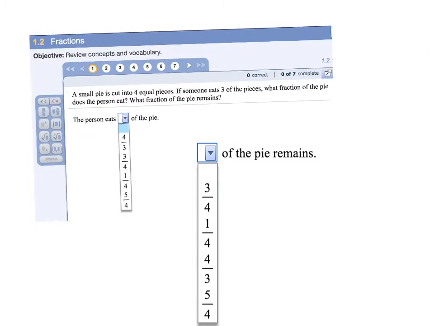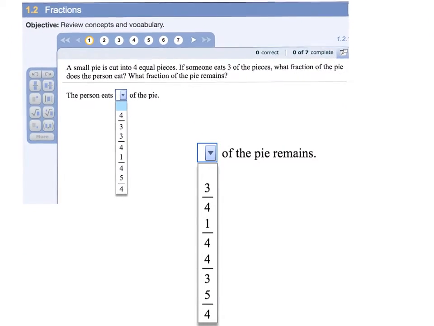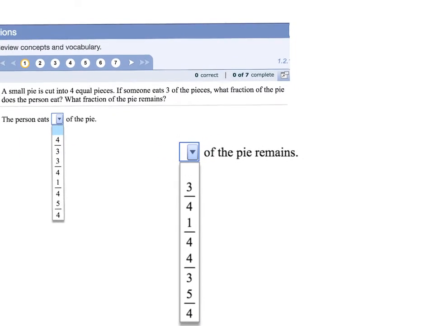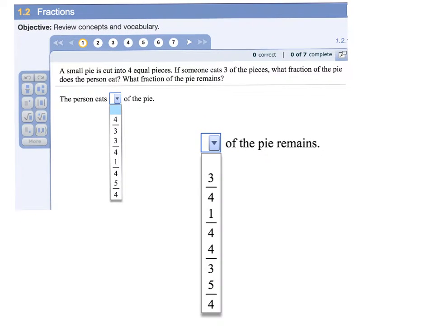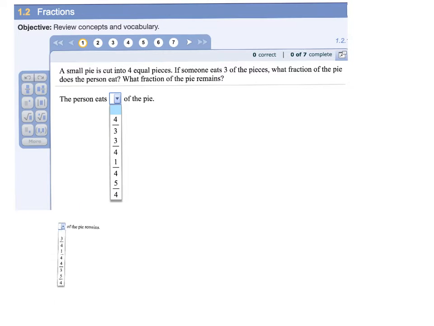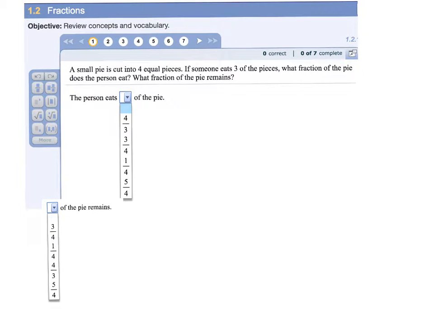So we are reviewing concepts in vocabulary involving fractions. And so I'm going to put this right here for a second. Okay, so the first idea is it says a small pie is cut into 4 equal pieces. If someone eats 3 of the pieces, what fraction of the pie does the person eat? And then the second part is what fraction of the pie remains.